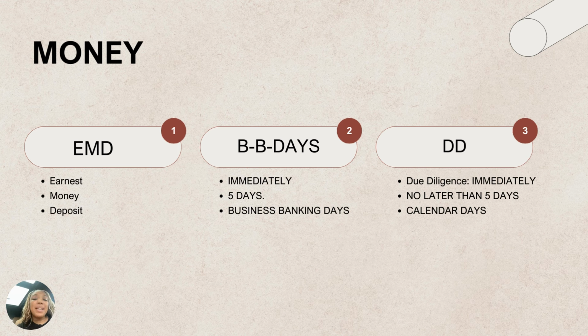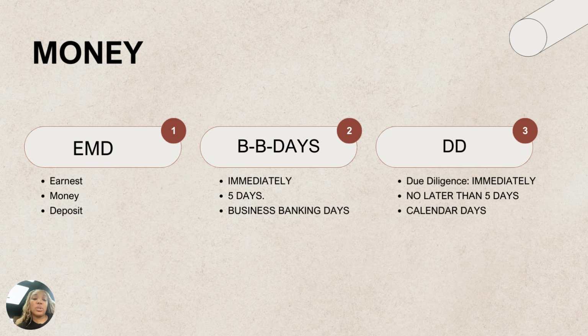5 banking, 5 business. So 5 BB days. All right. And then if you guys see due diligence is definitely one that's in North Carolina. That's not going to be on everybody's test. But when it comes to due diligence, it is due immediately. So as soon as you go on a contract, it's due immediately, but no later than 5 days. That is calendar days. So the holiday counts, Saturday and Sunday count.